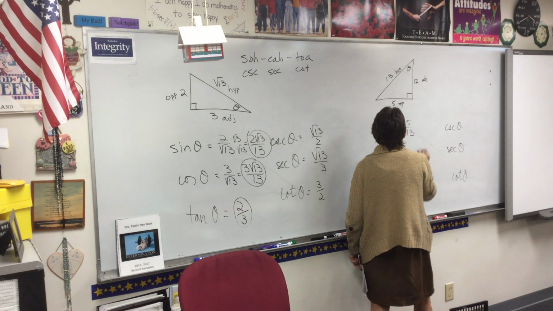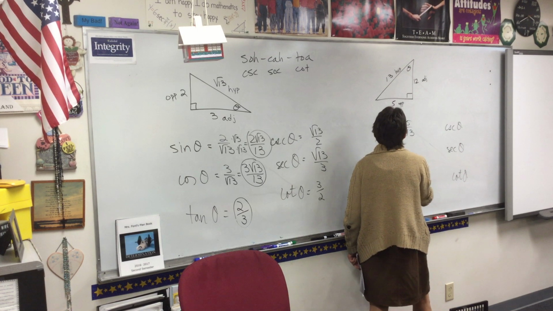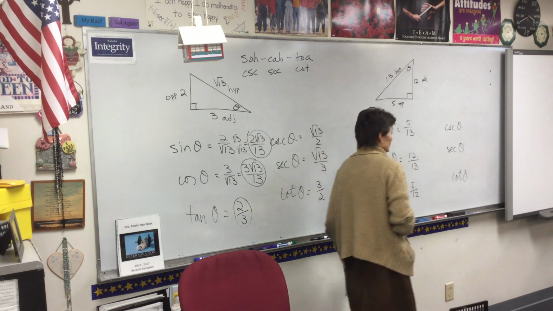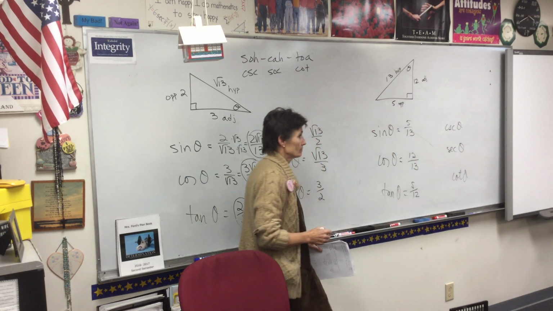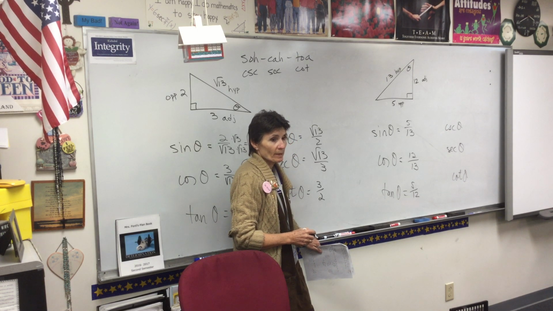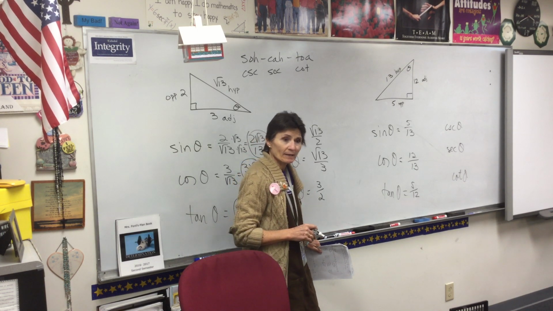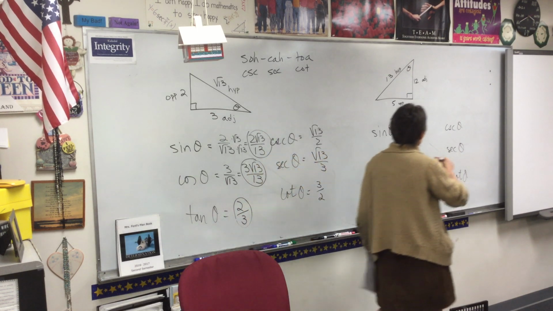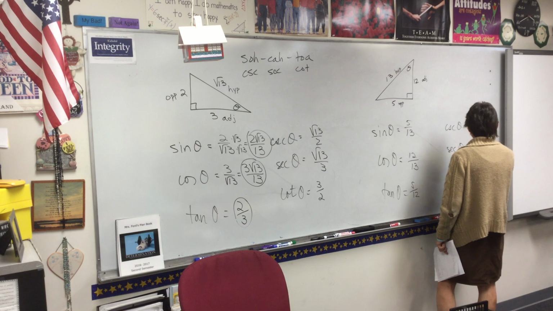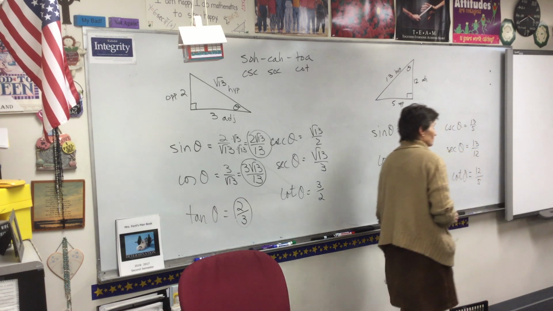When you're done, look up here and see if you match me. Everybody okay? Well, this one doesn't even have any radicals, so everything's easy. You just flip them over. So the cosecant, the secant, and the cotangent.